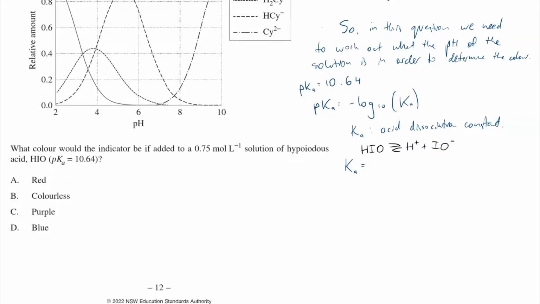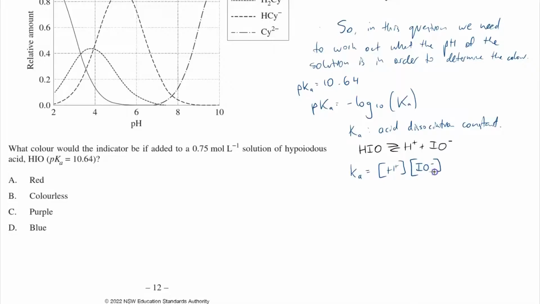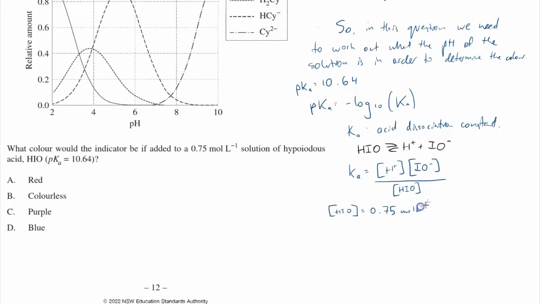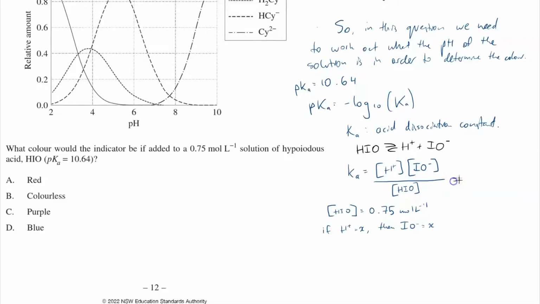This allows us to write the full expression for the equilibrium constant, that is Ka is equal to the concentration of the hydrogen ions multiplied by the concentration of the IO- ions divided by the concentration of the hypoiodous acid molecules. We know that the concentration of the hypoiodous acid is initially 0.75 moles per liter, as given in the question. Assuming this is a very weak acid, this will remain true at equilibrium as well. If we set the hydrogen ion concentration as X, then the IO- concentration will also be X, as equal numbers of each ion are produced when the solid dissociates. Therefore, we can plug in our values into the expression to get X squared divided by 0.75.